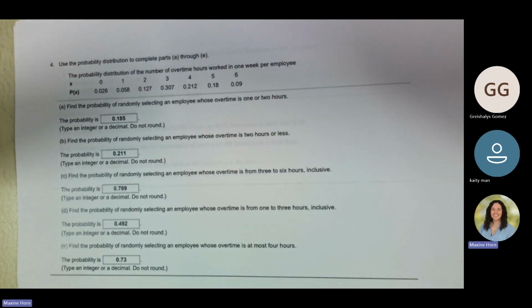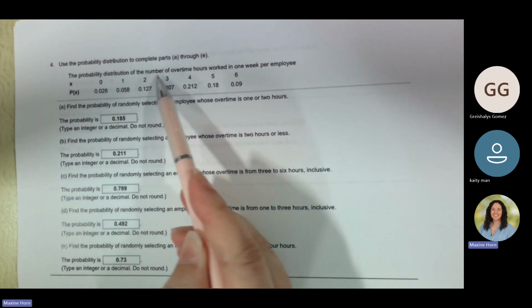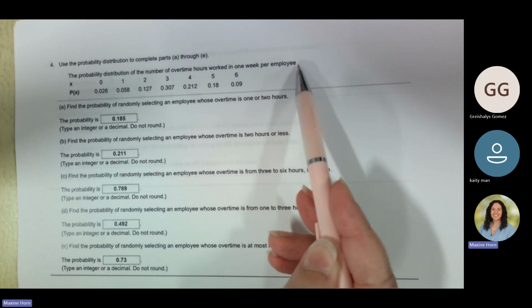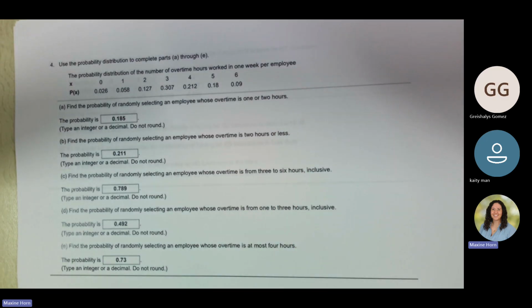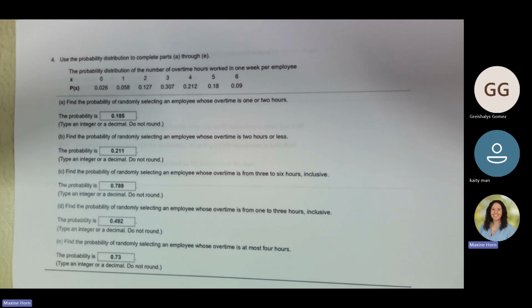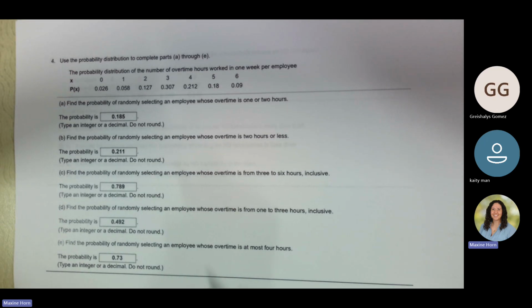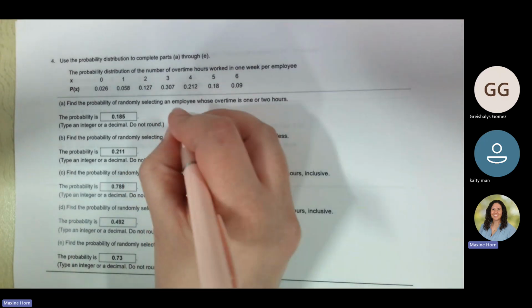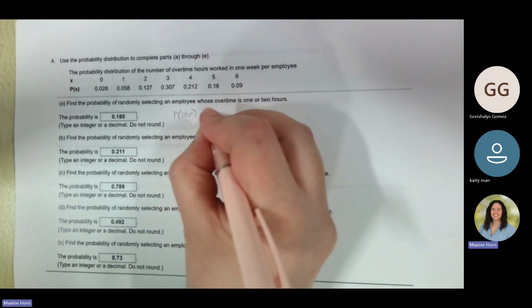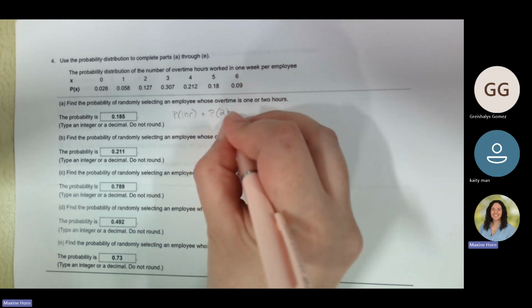All right. Number 4, use the probability distribution to complete parts A through E. Okay, so before we jump in, let's read through what it's actually giving us. The probability distribution of the number of overtime hours worked in 1 week per employee. I was getting ahead of myself. We don't need to pull the calculator menus out for this. So, all right, find the probability of randomly selecting an employee whose overtime is 1 or 2 hours. So what we are doing is we're finding the probability of 1 hour, and we're going to add that to the probability of 2 hours.